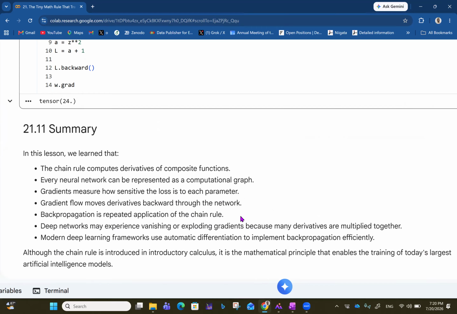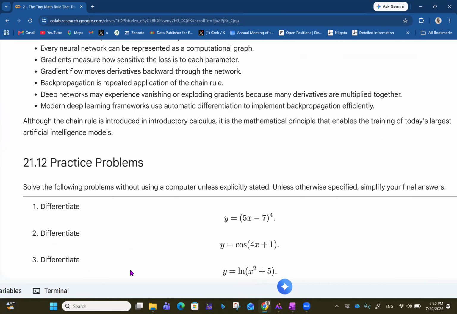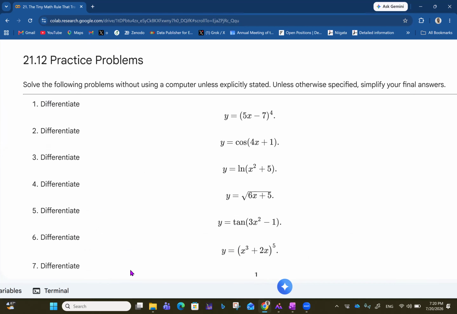Backpropagation is repeated application of the chain rule. Deep networks may experience vanishing or exploding gradients because many derivatives are multiplied together. Then modern deep learning frameworks use automatic differentiation to implement backpropagation efficiently. Although the chain rule is introduced in introductory calculus, it is the mathematical principle that enables the training of today's largest artificial intelligence models. So it's a simple concept, but it has far-reaching impact.